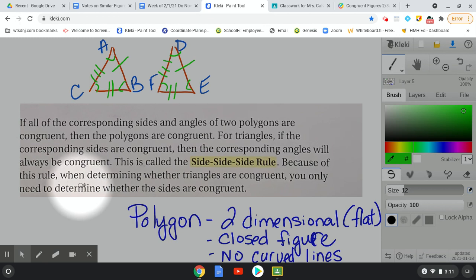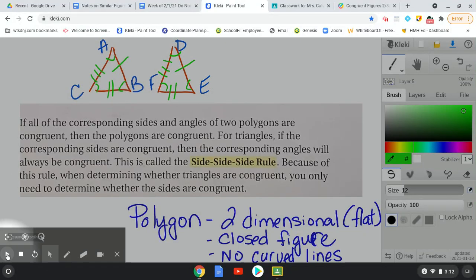Now, because of this rule, when determining whether triangles are congruent, you only need to determine whether the sides are congruent. So if the sides are congruent, then you know that the two figures or the two polygons are congruent.